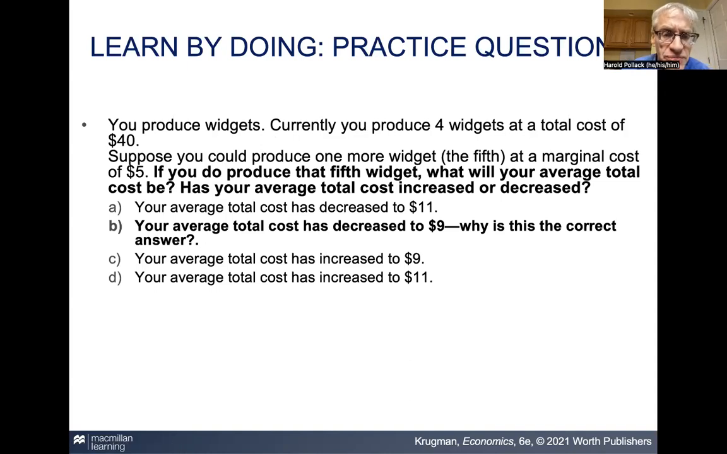So here's an example. You're producing 4 widgets at a total cost of $40. Then you produce one more widget, and it has a marginal cost of $5. So now you've produced 5 widgets at a total cost of 40 plus 5 equals 45. What's happening to my average total cost? My total cost is now 45, and I produced 5 widgets, so my average total cost is now $9, because 9 times 5 equals 45.